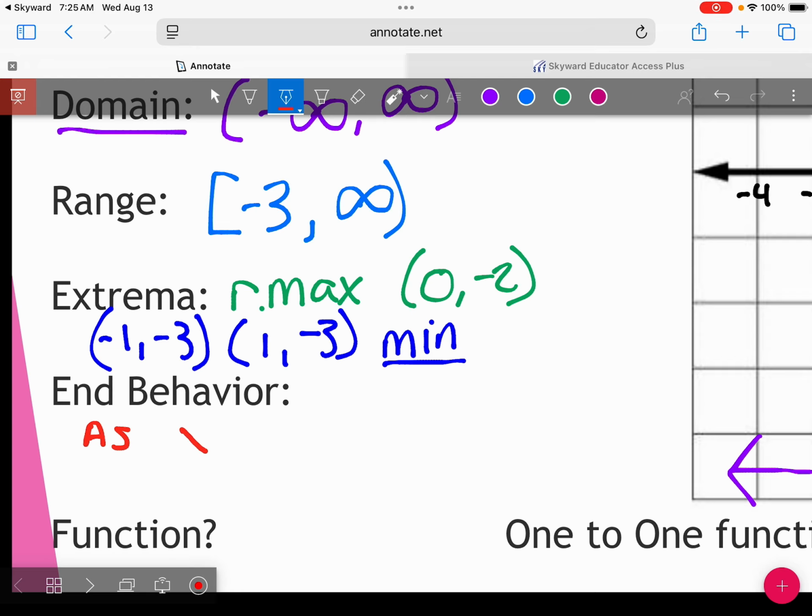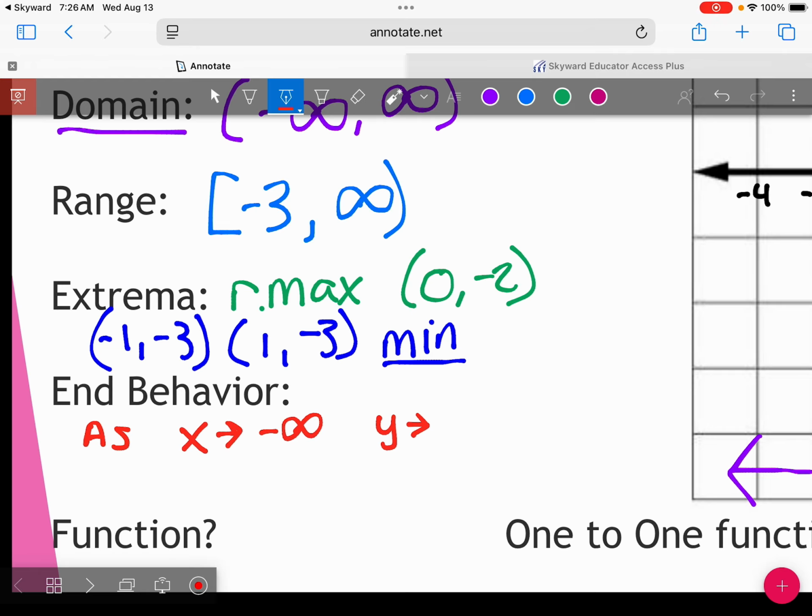But I'm going to say my left arrow, as x approaches -infinity. As x gets smaller, what happens to my y? Where does it approach? As I go left, as my x's get more and more and more negative, what happens to my y? Where are they going?